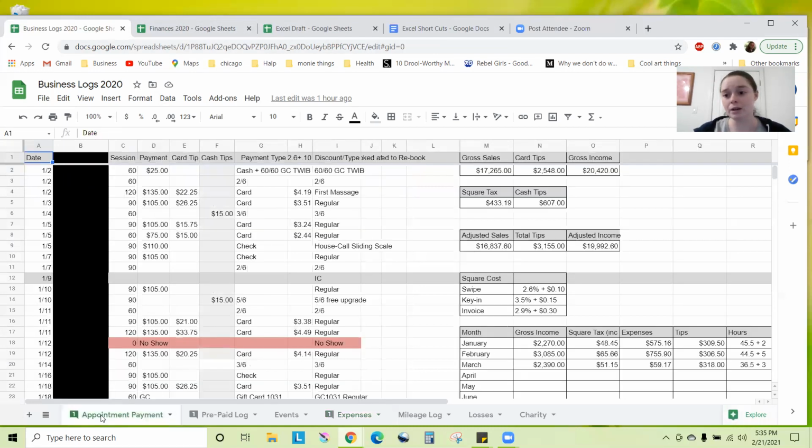If we go back to the income part, that's the other half of your accounting. You need to know what's coming in order to put money out. So what I do is I track it by appointment. I kind of keep everything in the same graph.